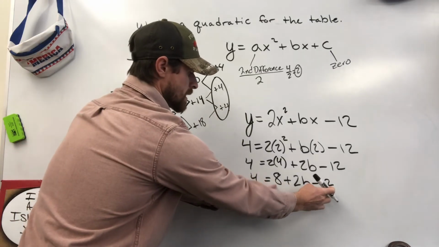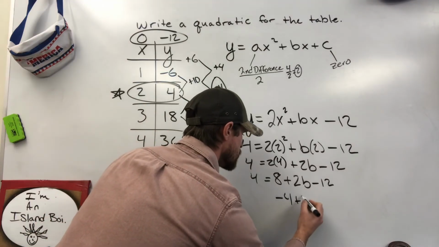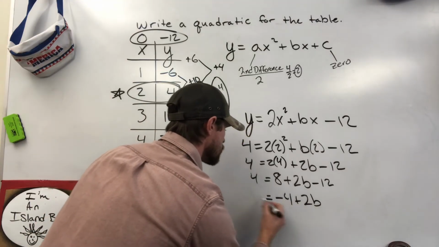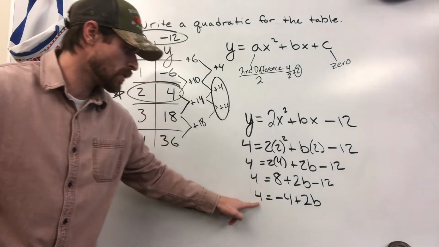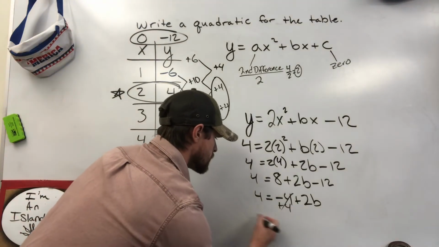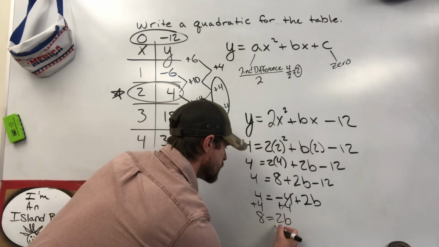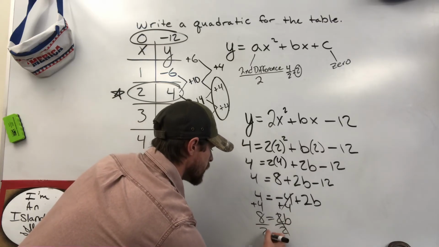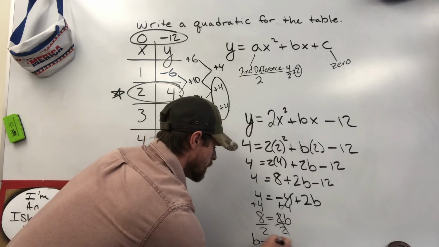Combine our like terms. 8 minus 12 is going to give me a negative 4, plus 2b equals 4. We're in a two-step equation. Push this over here, then divide by 2. So we're going to add 4 to both sides, giving me 8 equals 2b. Inverse operate, b equals 8 divided by 2, which is 4.